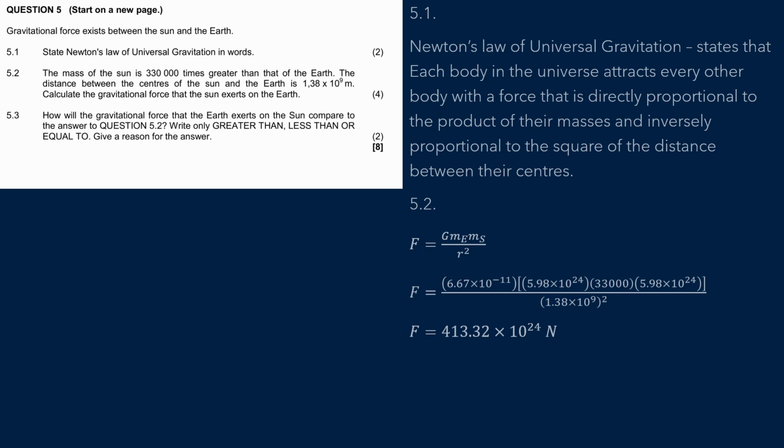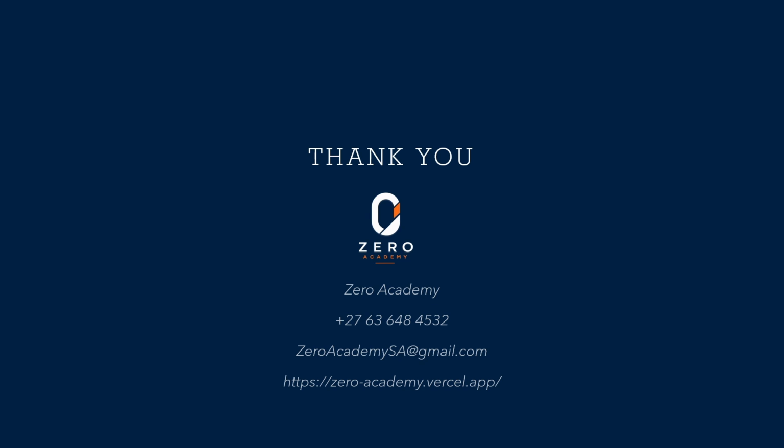5.3. How will the gravitational force that the earth exerts on the sun compare to the answer to question 5.2? Write down only greater than, less than, or equal to. Give a reason for the answer. Simple. Equal to, because of Newton's third law of motion. If object A exerts a force on object B, then object B will exert a force back of equal magnitude but opposite direction. And that concludes question 5 and hence concludes this lesson.